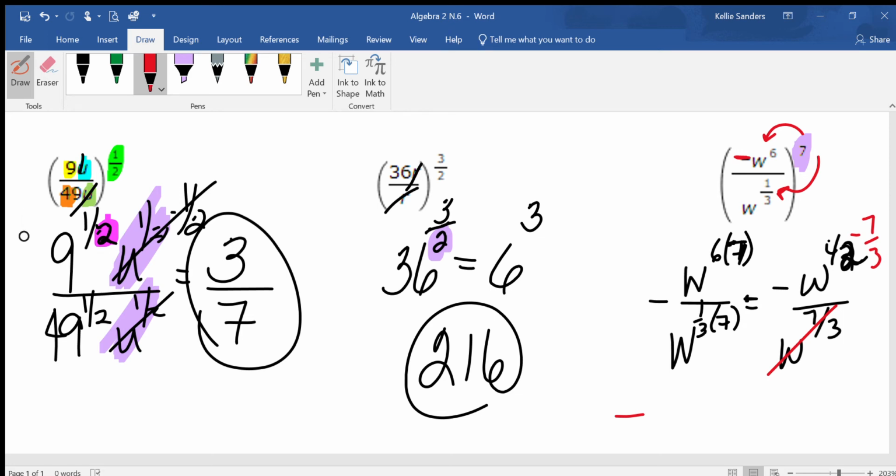42 minus 7 over 3 is 119 over 3. Okay, so there you go.